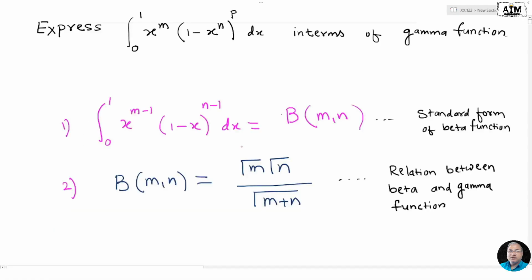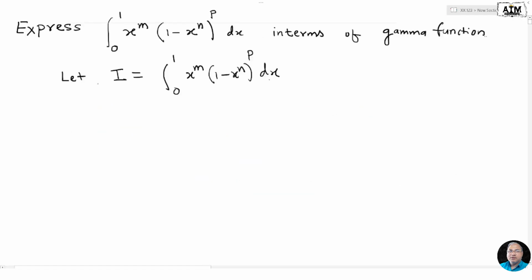To solve this question, we are going to first convert the given function into standard beta function form, then convert beta to gamma by using the relation between beta and gamma function. So here are the two steps required. In step 1, we have to convert into standard beta function. Then second step, beta to gamma function. So let I equal integration 0 to 1 x raised to m, (1 minus x raised to n) whole raised to p, with respect to x.